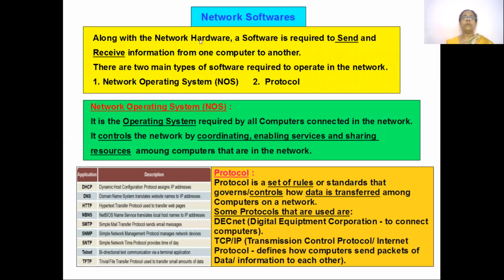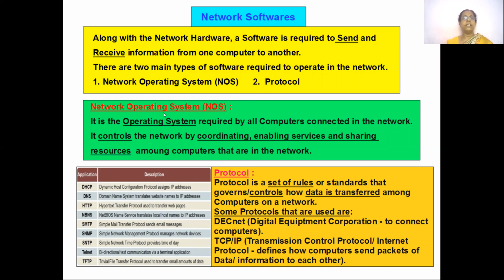Okay, now that you have learned about hardware, the computer does not just work on the hardware, it needs software to work. So along with the network hardware, software is required to send and receive information from one computer to another. There are basically two main types of software required for operating the network. One is called the network operating system, or the abbreviation is NOS, and the other is called the protocol. These are the two software that are required for network functioning. That is for you to send or receive any information.